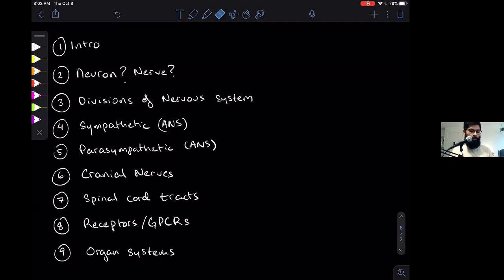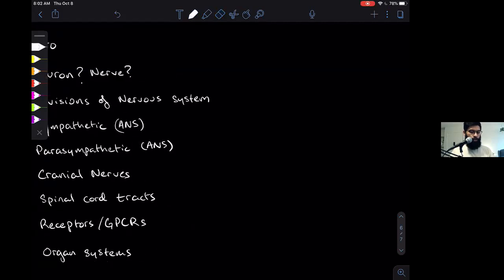This is essentially the table of contents. So we're going to go through a little introduction, what I expect you to know. I'm going to try and start from the bare minimum, totally basics, and then we're going to go on into what are nerves, signaling, how can we divide up the nervous system, and then sympathetic and parasympathetic. So where these lie in the broader scheme of the nervous system. Cranial nerves, what they are, spinal cord tracts, some receptor stuff, and then how all of this plays a part in organ systems. So without further ado, let's get started.